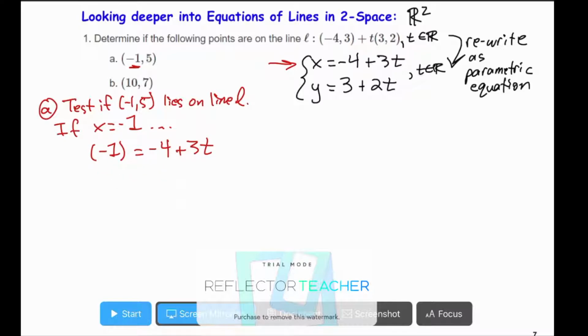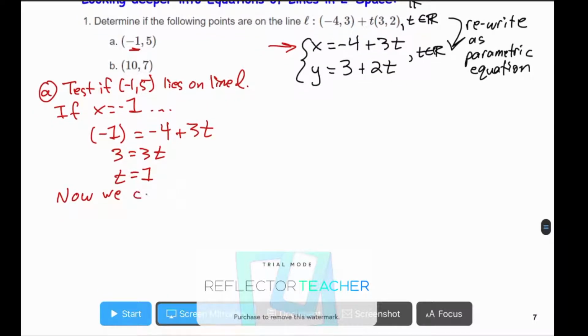So -1 plus 4 is 3 equals 3t. t is equal to 1. All right, so we've defined our parameter t in this specific location. So now we can test our y value.